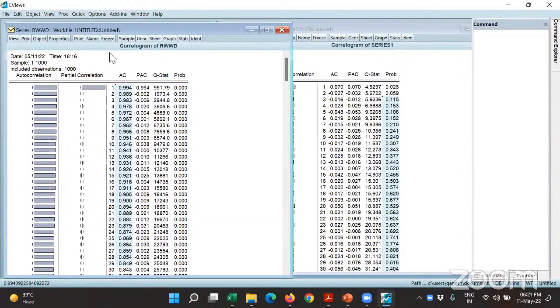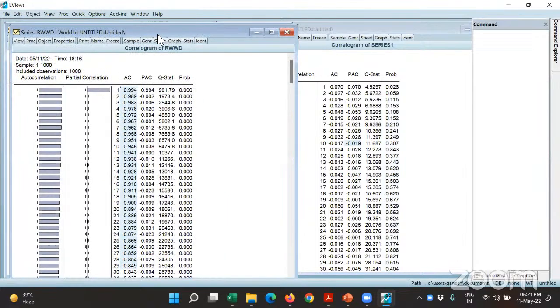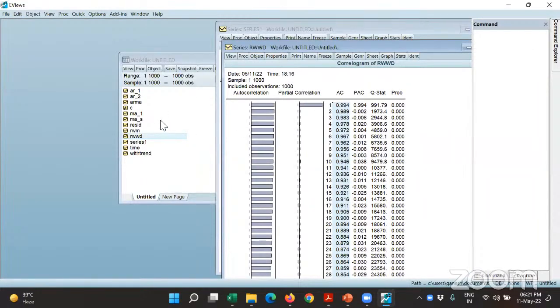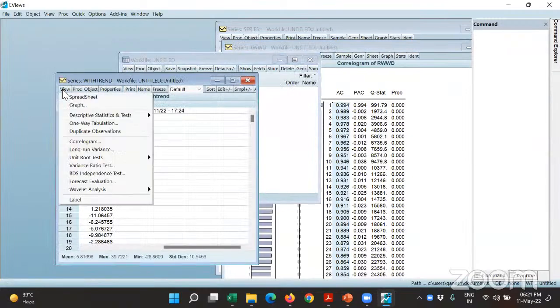So you have this as a correlogram. This is a correlogram of a stationary series, which is like a perfect white noise. This is one such correlogram. I'm showing you a few more correlograms here.